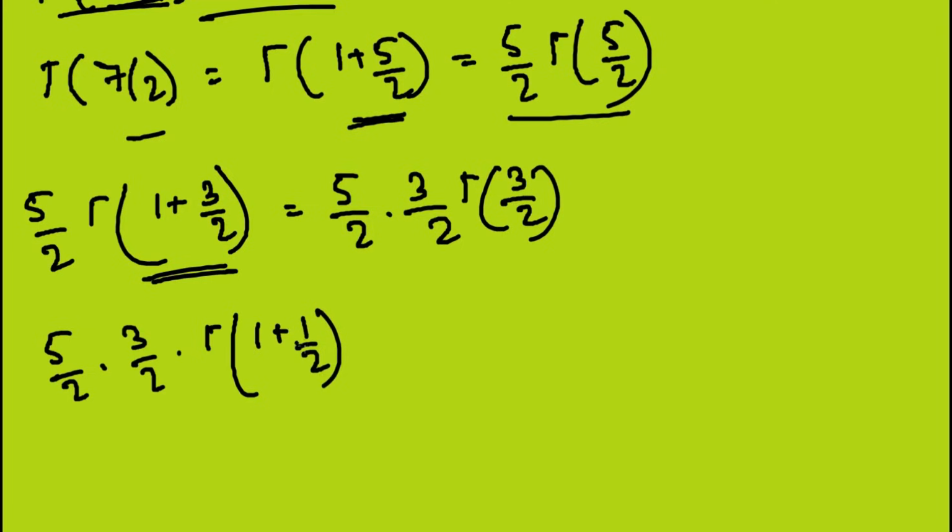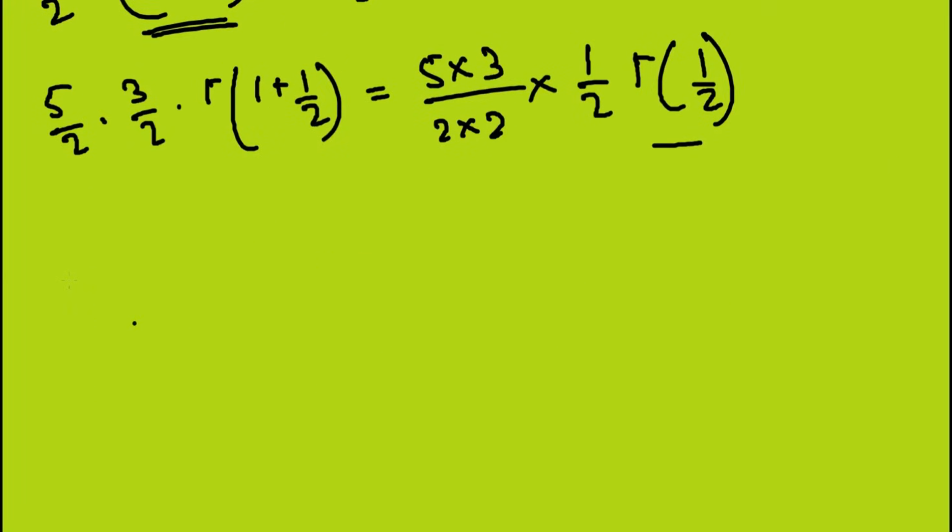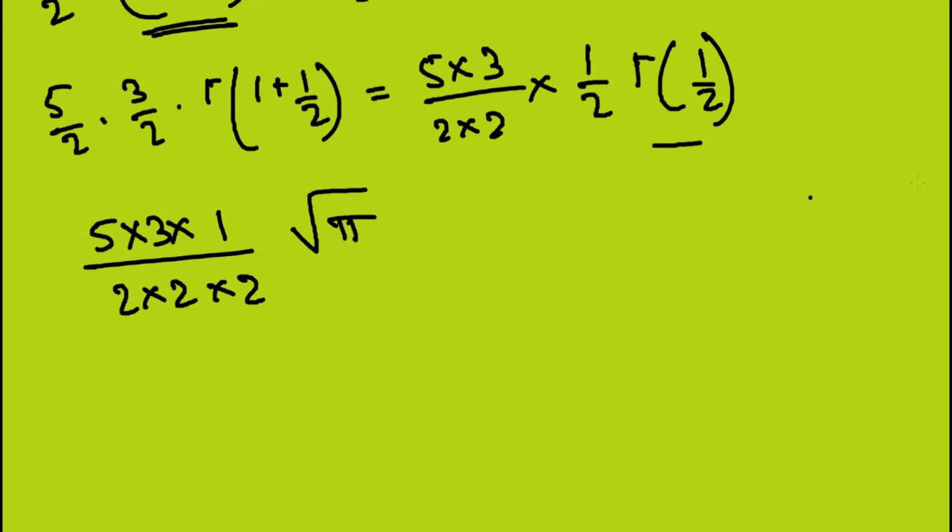Now again 1 plus n. So what will be gamma 1 plus n? n gamma n. So 5 by 2 into 3 by 2 into, gamma 1 plus half will become half gamma half. So I know the value of gamma half. What is gamma half? It is root pi. Hence this will become 5 into 3 into 1 divided by 2 into 2 into 2, times root pi. This is what we will have.